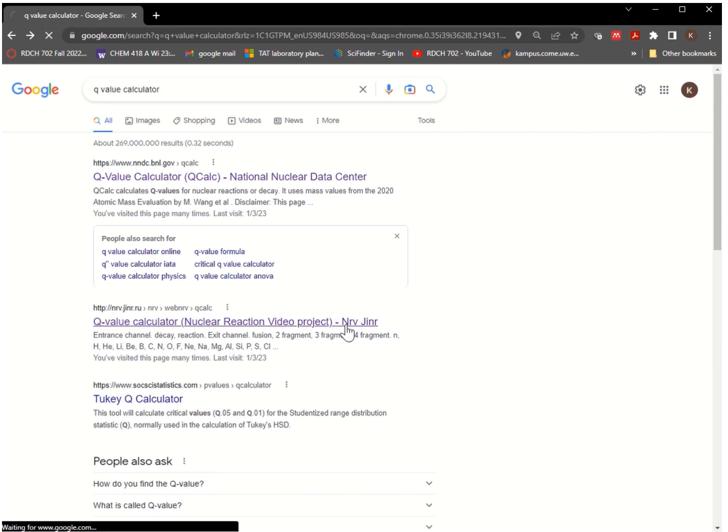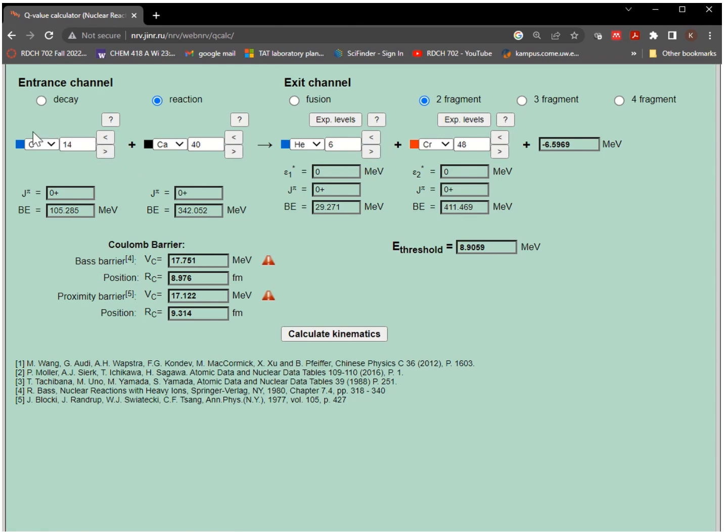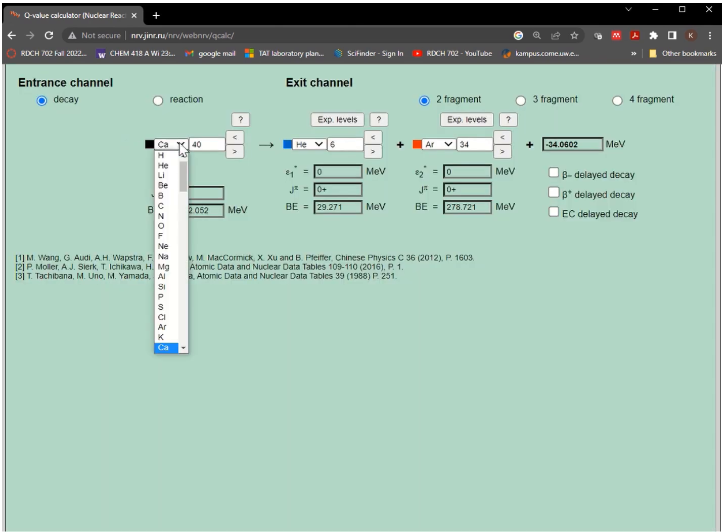The site from Russia is similar. It has a database. You can discuss decays. So we can start with our bismuth decay.